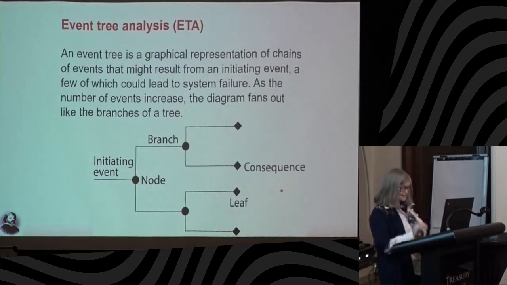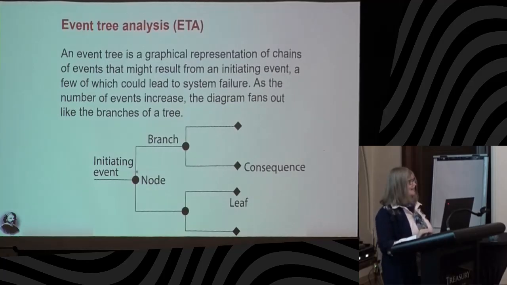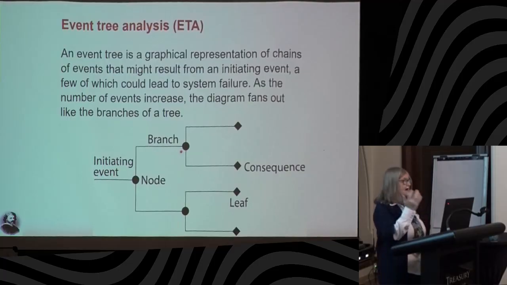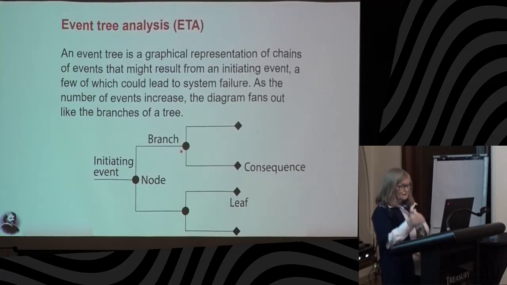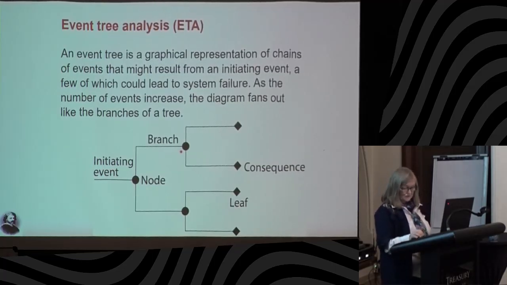So the event tree looks like this. You have an initiating event, like an earthquake or a flood, and then you find out what happens if, for example, my spillway is blocked. And then there's a technique to calculate probabilities. And this can go up to failure and consequence.